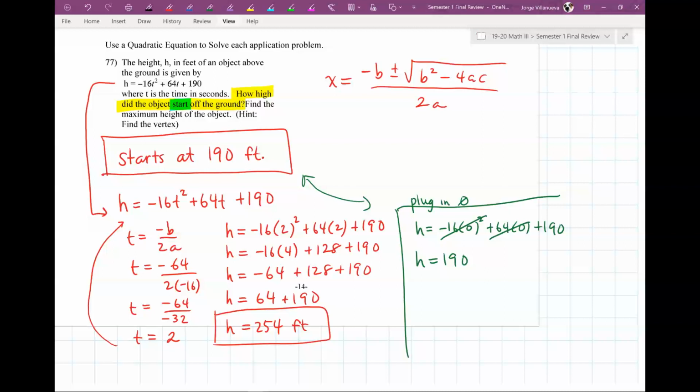But this equation is given to me in standard form. So the way you find your vertex in standard form is you find your axis of symmetry, negative b over 2a. So I plugged in all my information, negative b over 2a. I got t equals 2. That's my x value. They want to know height. That's my y value, or my h in our case. So once I know that it takes 2 seconds for this thing to reach the highest point, I plug it into this equation. That's all this work over here. And I get 254 feet.